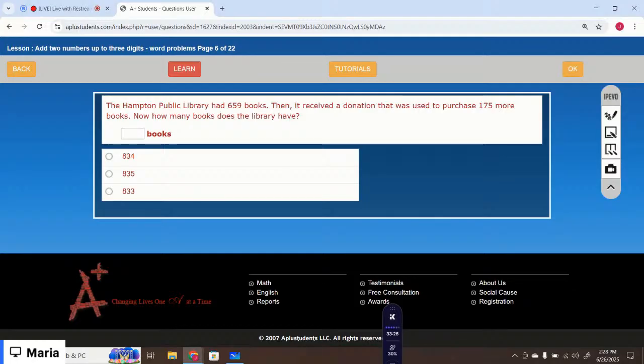Six hundred fifty-nine plus 175. Option number one is the correct option, 834.